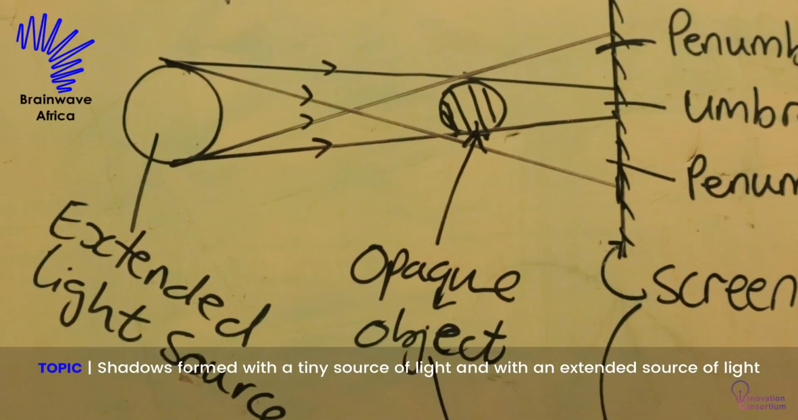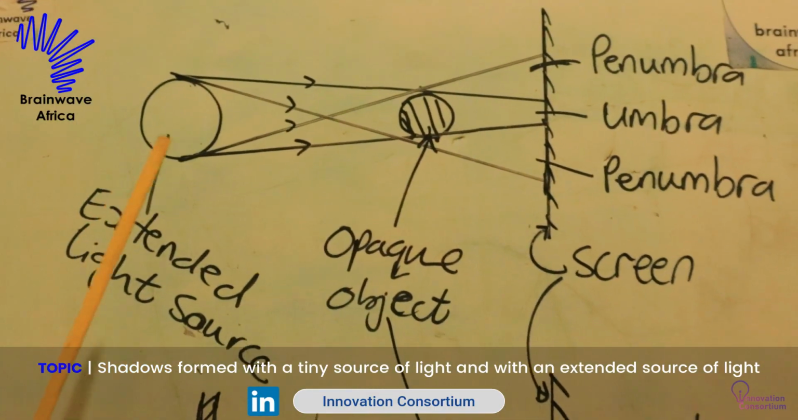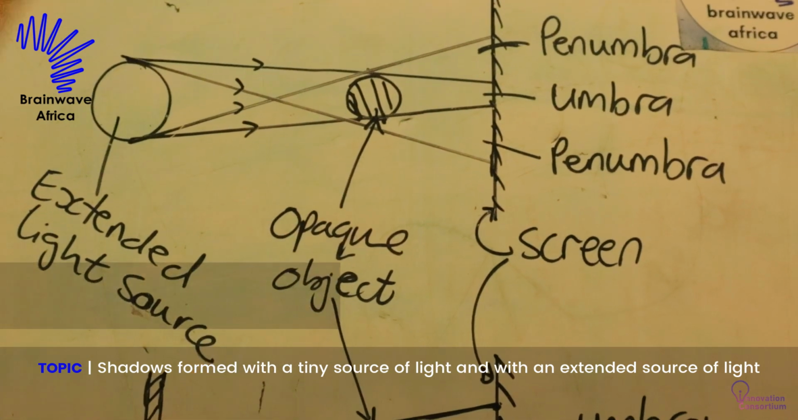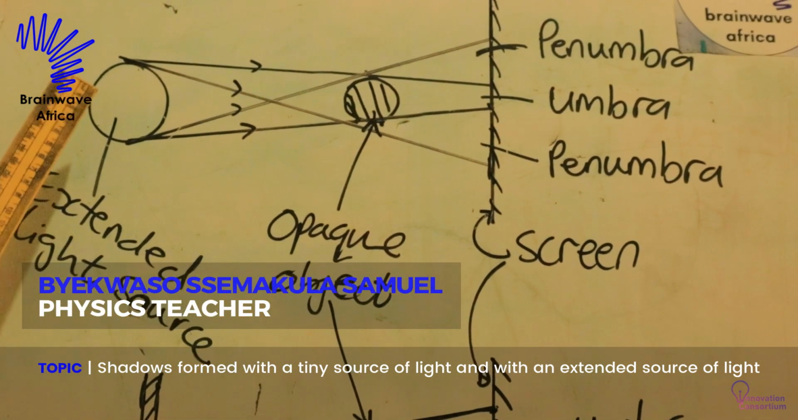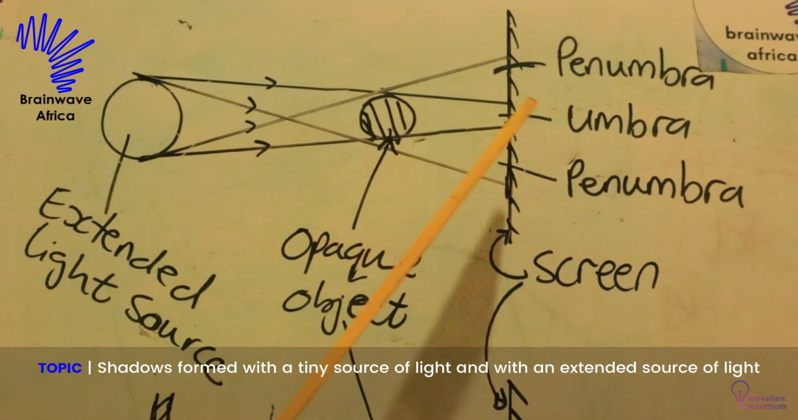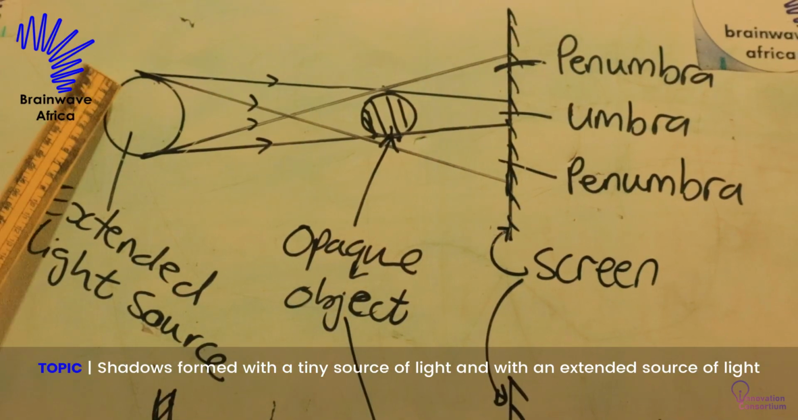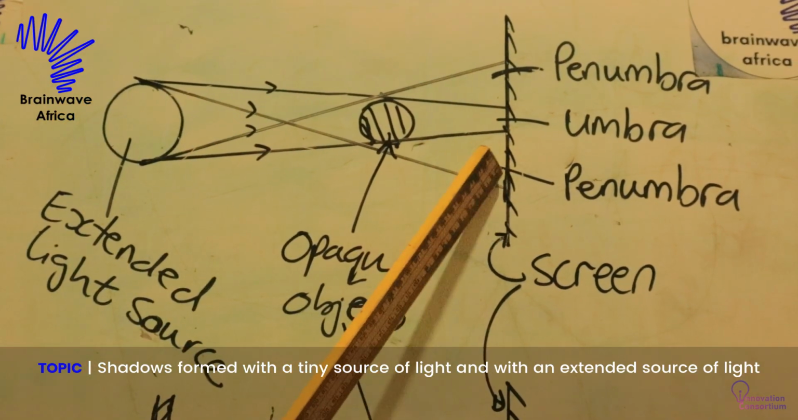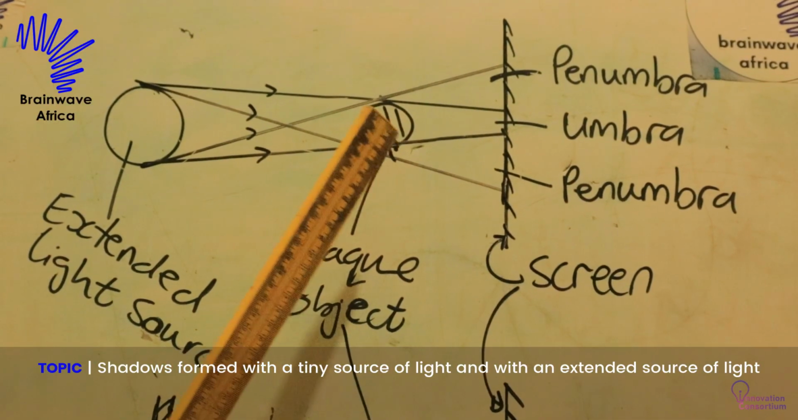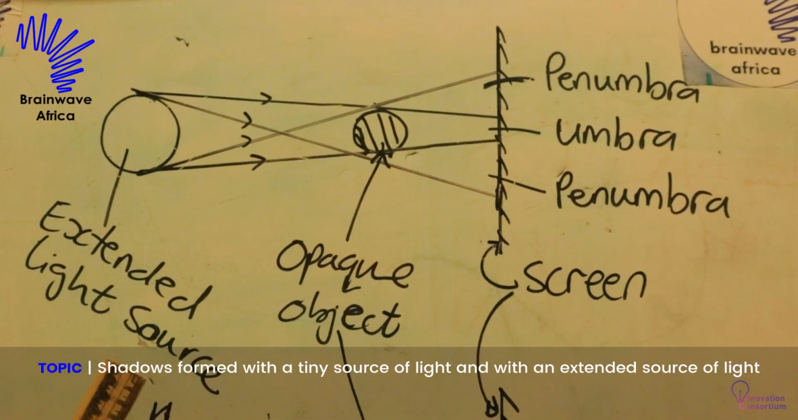We can use ray diagrams to explain what we have just seen right now. This is the extended source of light. That is our opaque object, and this is the screen. So we have rays which move in that direction, forming the umbra at the center, and then the rays moving in that direction, forming the penumbra. So this diagram shows the formation of a shadow by an extended source of light.